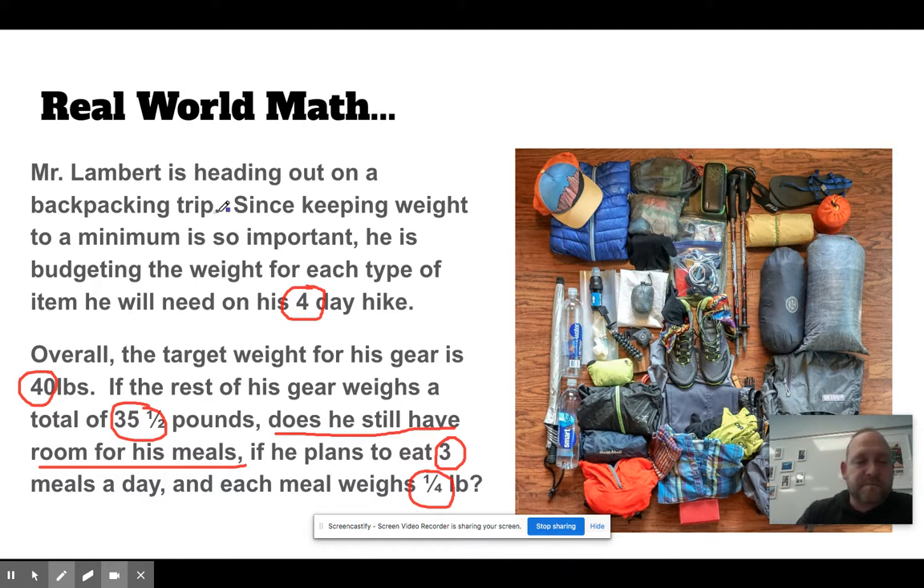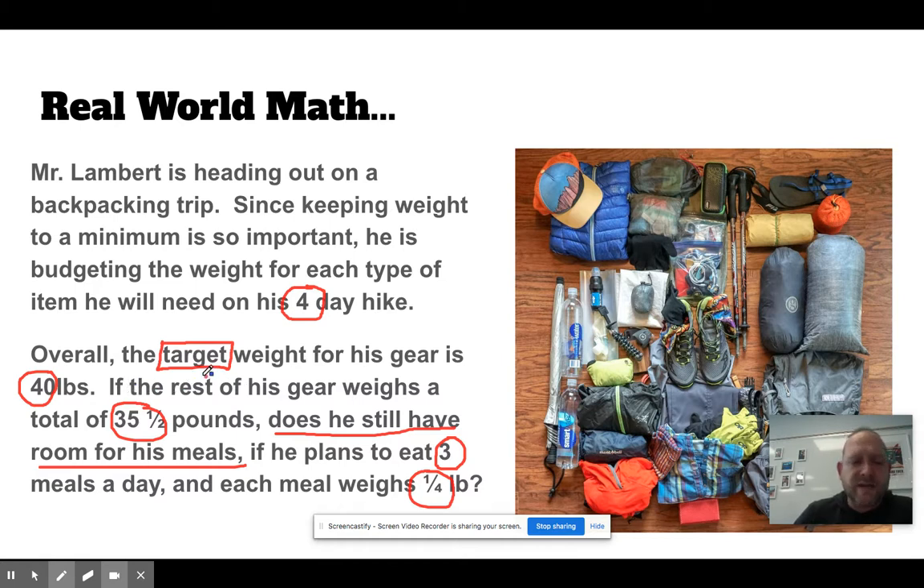All right. The next thing I need to do, since I know my numbers and I know what I need to figure out, I need to be able to box up the things that tell me what operation I'm going to use. So I'm going to start at the beginning again. Mr. Lambert is heading on a backpacking trip. Since keeping weight to a minimum is so important, he is budgeting the weight for each type of item he will need on his 4-day hike. Don't think I have anything there that tells me what operations to use. Overall, the target weight for his gear is 40 pounds. Now, overall gives me a sign that maybe something's going to happen here. And I'm going to box around target weight. And I'll tell you why here in a second.